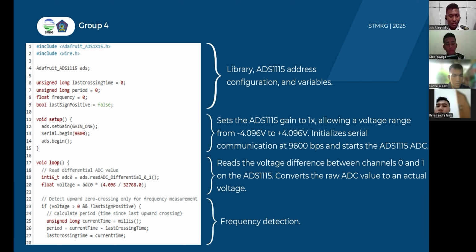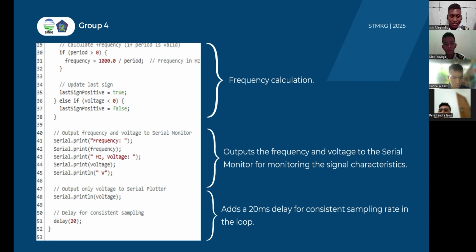And then for setup, it sets the ADS gain to 1 times, allowing a voltage range from negative 4.096 volts to 4.096 volts. It initializes serial communication at 9600 bps and starts the ADS1115 ADC. And then the next is the while loop. The code reads the voltage difference between channels 0 and 1 on the ADS1115, and converts the raw ADC value to an actual voltage. The part at the bottom is for frequency detection. Next, the code at the top is for frequency calculation.